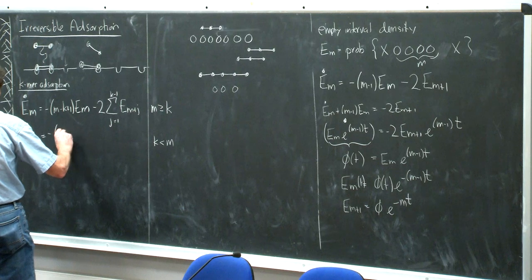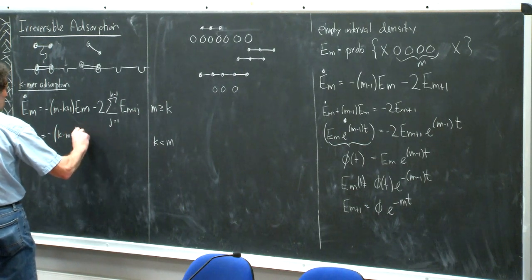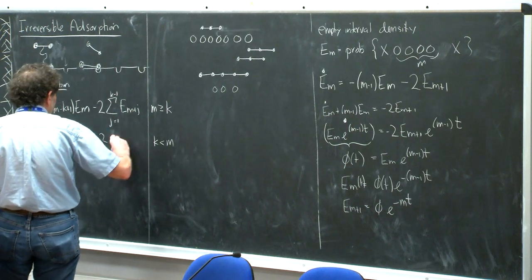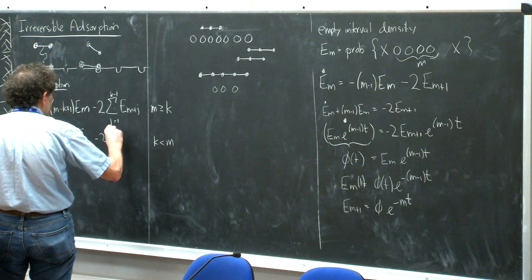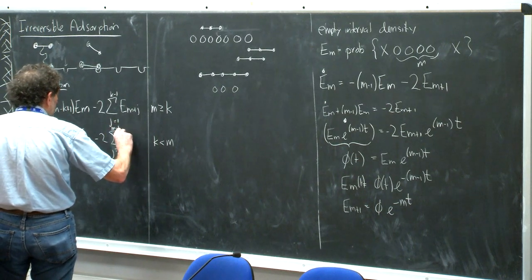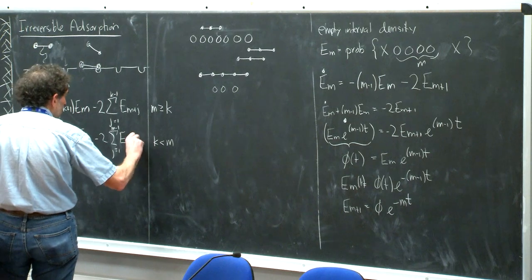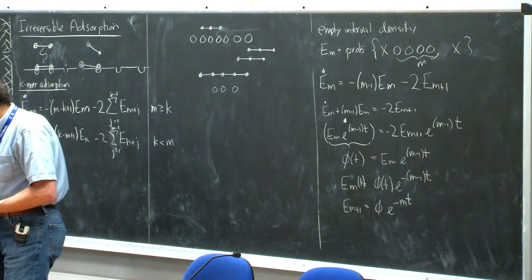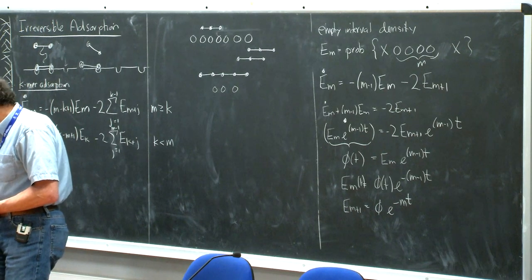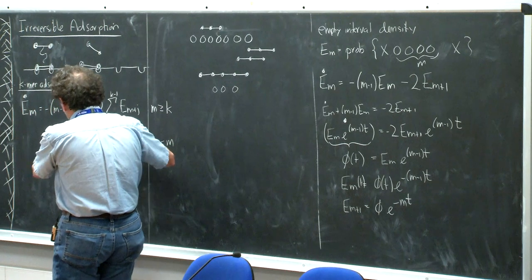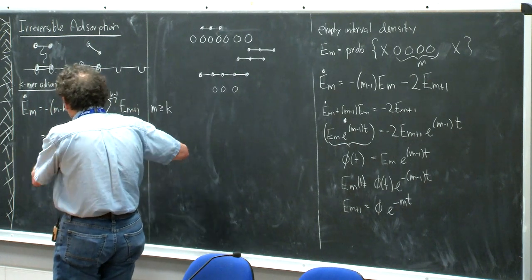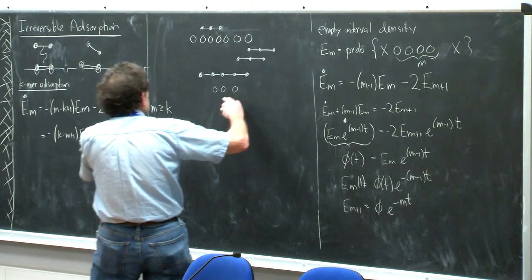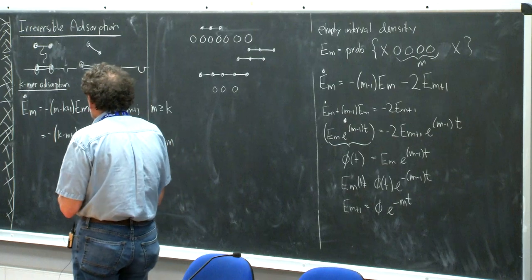And so I'm going to have k minus m plus 1 times E_k minus 2 times the summation over j equals 1 to m minus 1 of E_(k+j). And that turns out to be the equation of motion for the other case. And you know, if you spend another half hour puzzling out all the different combinations, with a lot of work, you'll get to the same thing. But just by interchanging the role of car and gap, it's much easier to get the same answer.